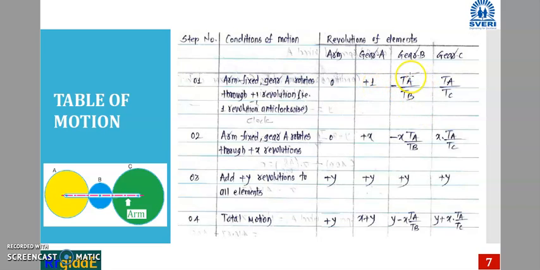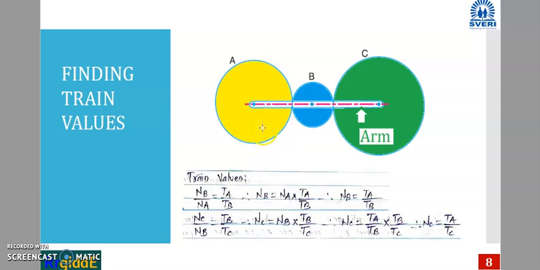Now find train value or speed of gear B and speed of gear C. Now gear A is in mesh with B. Therefore, train value with respect to these two gears, that is NB upon NA is equal to TA upon TB. Therefore, NB is equal to NA into TA upon TB. That is NB is equal to TA upon TB. This one is the final value of this NB.